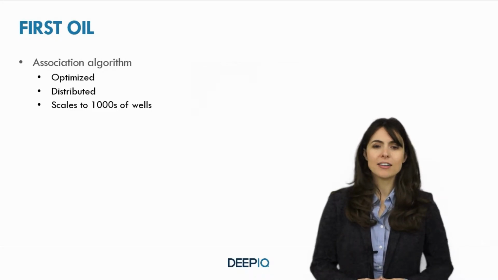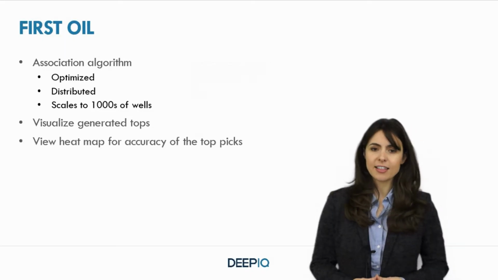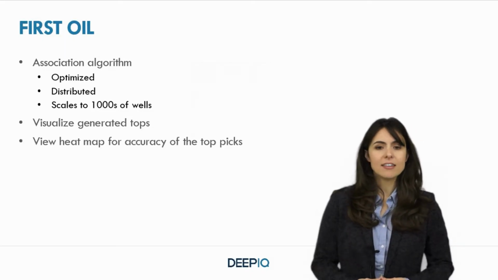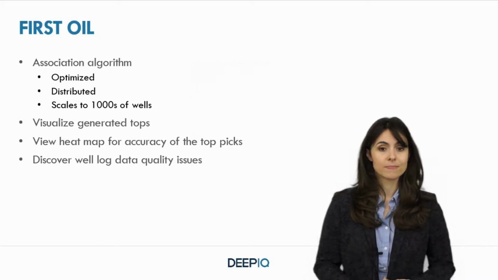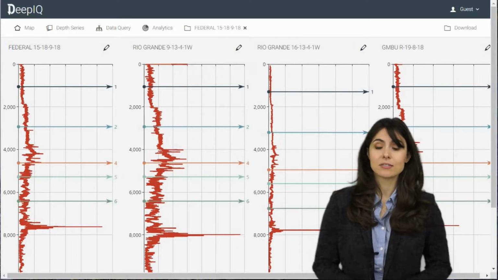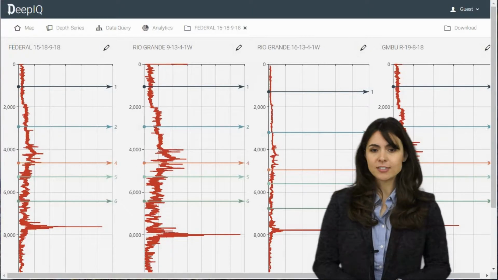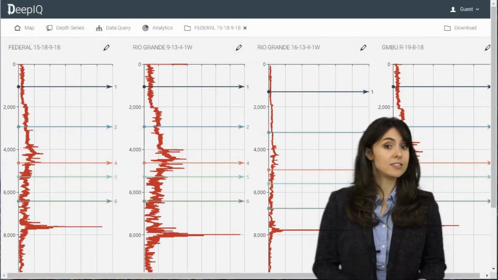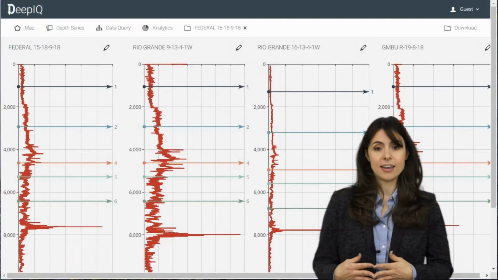You can then visualize the generated tops for all the wells and also look at a heat map view to validate the accuracy of top picks and discover data quality issues that might exist in your well logs. You can also see the cross-section of your play with your well logs. You can select a collection of wells and generate cross-section views. You can see the tops for each of your wells, picked by the deep learning algorithm, colored and numbered with arrows.